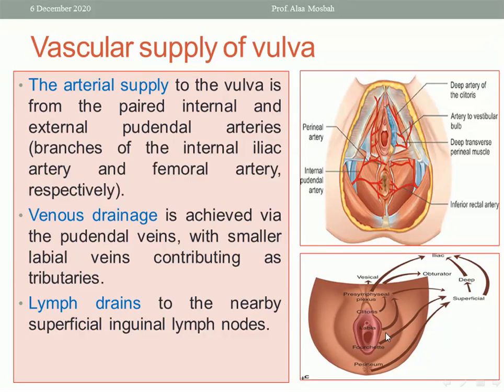Lymph drainage, as in the picture, is to the superficial inguinal lymph nodes, as you see here, mostly. But as regards the clitoris, it drains to the presymphysial plexus, to the vesical, iliac lymph nodes, and also to the obturator lymph nodes. The drainage from superficial inguinal lymph nodes goes to the deep inguinal lymph nodes, and also to the iliac lymph nodes. It's important, of course, to know the lymph drainage of the vulva because it is very important in staging of cancer vulva.